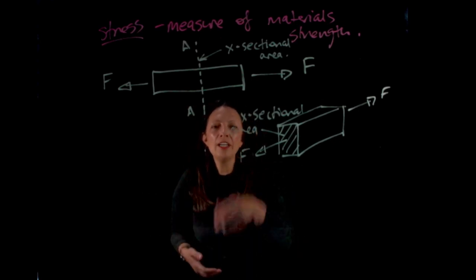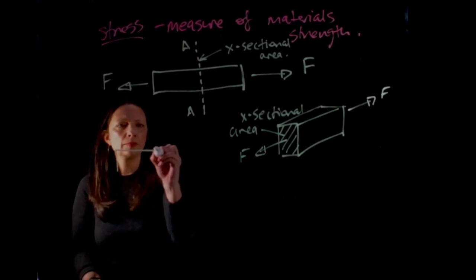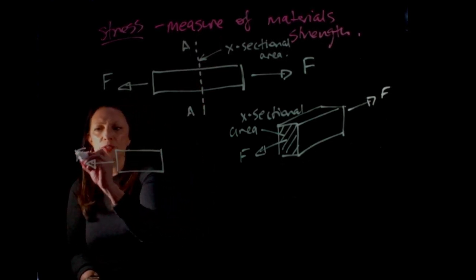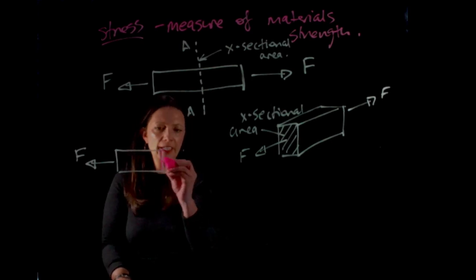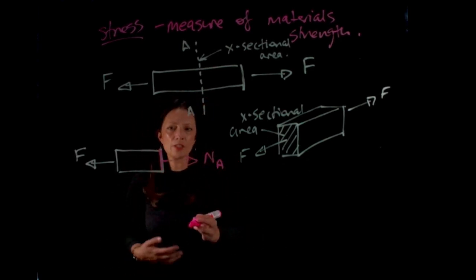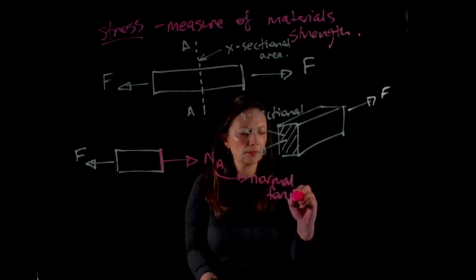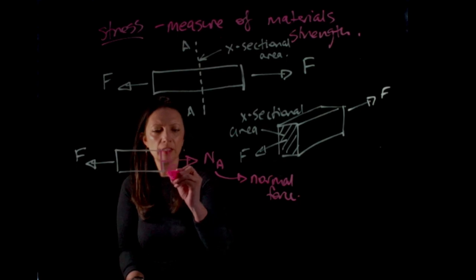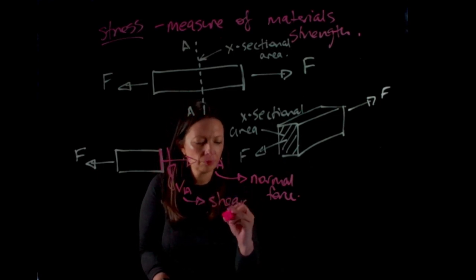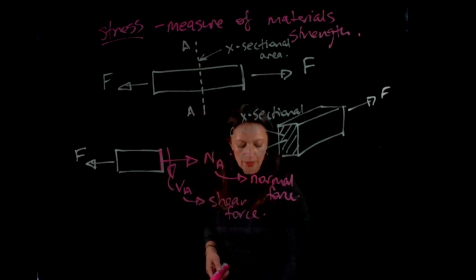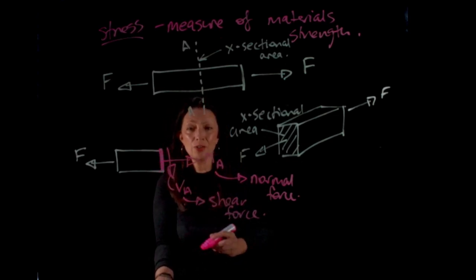So if I take a section, and we remember when we did internal loads. So if I have my beam again, and I've taken a section at AA, and I have a force here. This is my cross-sectional area at A. I'm going to have N, a normal force or a tensile force, and I'm going to have a V, a shear force. So the intensity of the force acting on that surface is actually called the stress.